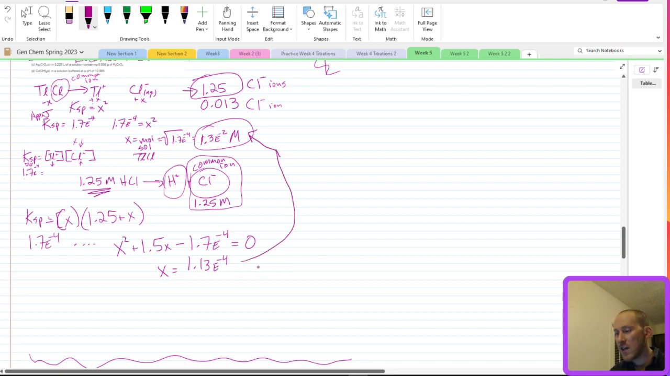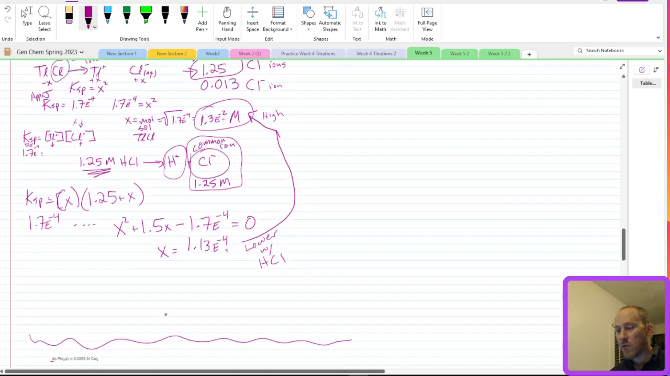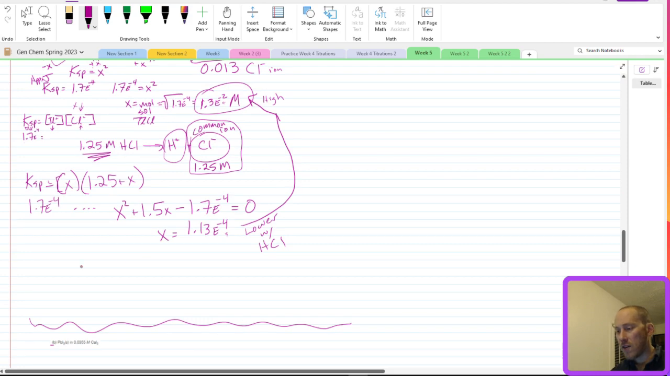So doing this in the hydrochloric acid, when there is hydrochloric acid, the solubility went down by like 100-fold. We have 10 to the minus 2 up here, 10 to the minus 4 here. So that means that the tellurium chloride would be more of a solid. It would precipitate out.